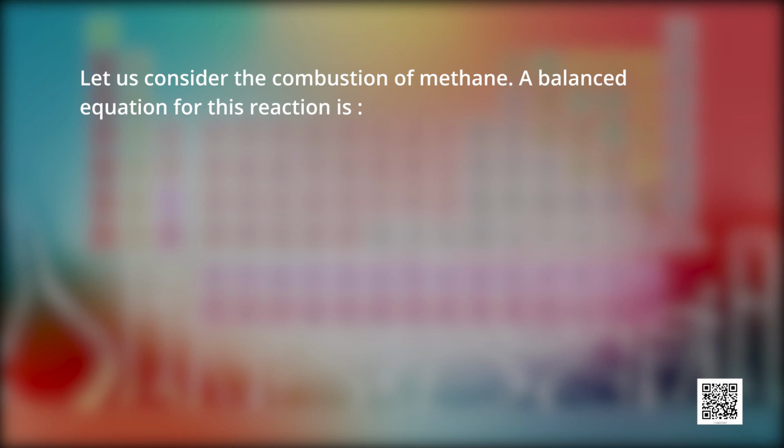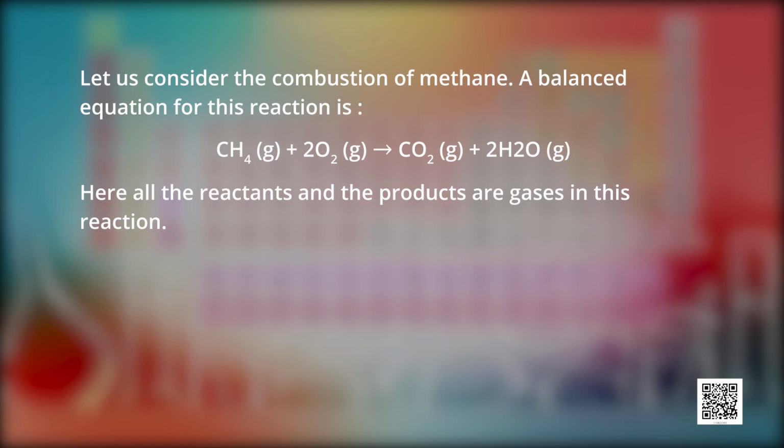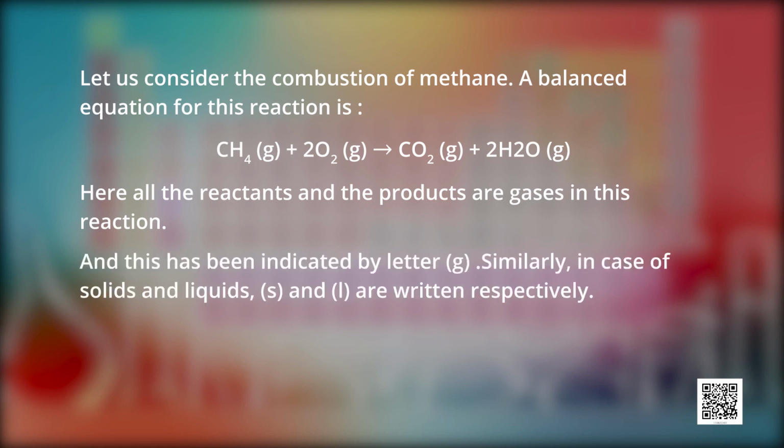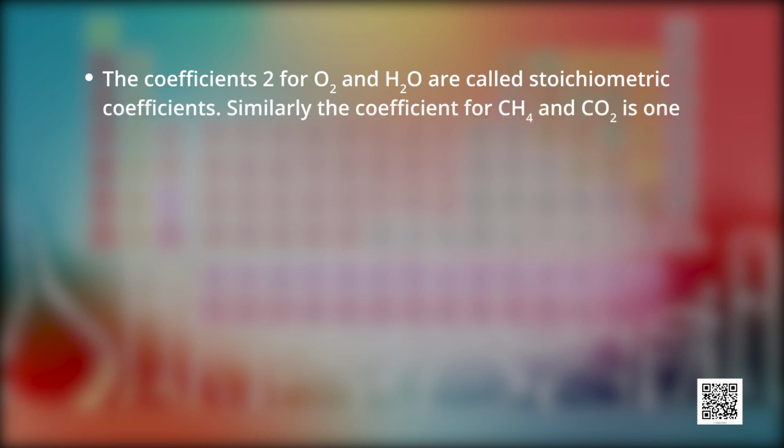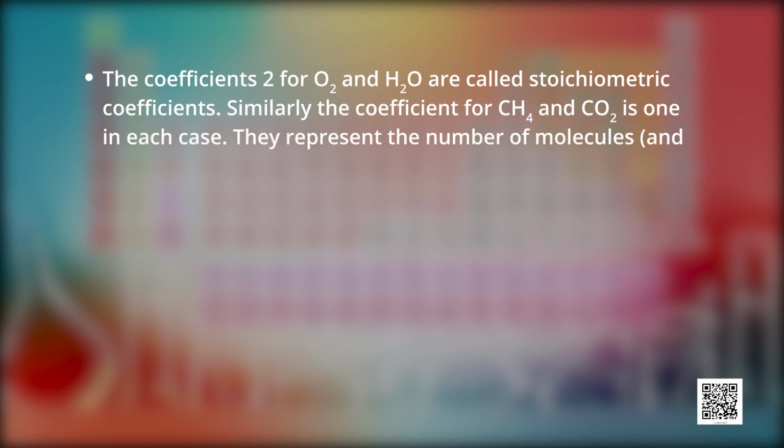Let us consider the combustion of methane. A balanced chemical equation for this reaction is CH4 plus 2O2 gives CO2 plus 2H2O. Here, all the reactants and products are in gaseous state, and this has been indicated by letter small g. Similarly, in case of solids and liquids, s and l are written respectively. The coefficient 2 for O2 and H2O are called stoichiometric coefficients. Similarly, the coefficient for CH4 and CO2 is 1 in each case.